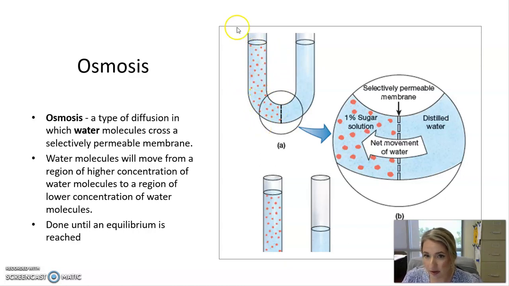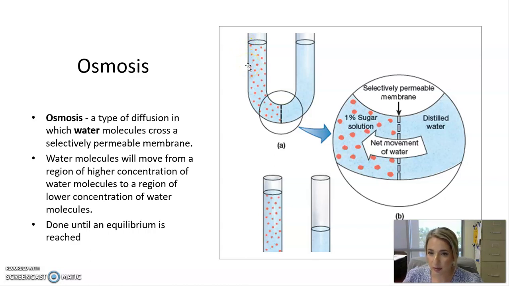So initially, just looking at this, it looks like there's an equal amount of water on both sides, but that's not actually true. There's actually more water over here and less water over here. So we have to account for the space the sugar molecules are taking up. If we took all these sugar molecules out, that water level would actually go down.